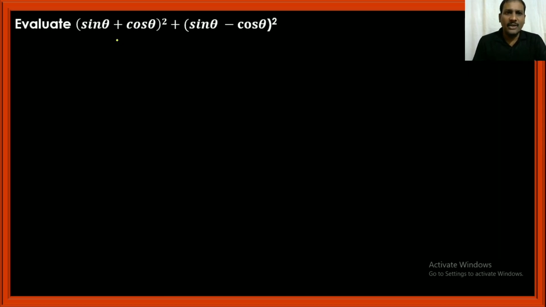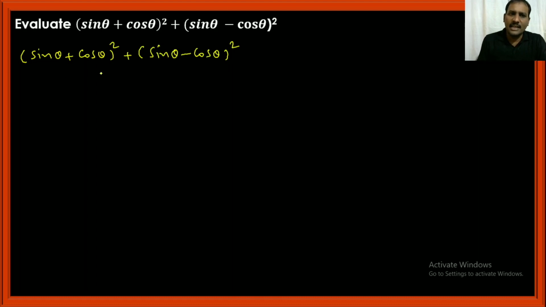Next, evaluate (sin theta plus cos theta) whole square plus (sin theta minus cos theta) whole square. So now let us do it. (Sin theta plus cos theta) whole square plus (sin theta minus cos theta) whole square. So these are in the form of (a plus b) whole square plus (a minus b) whole square.